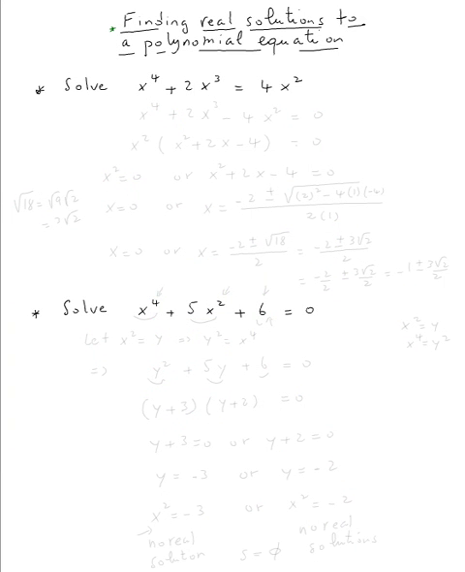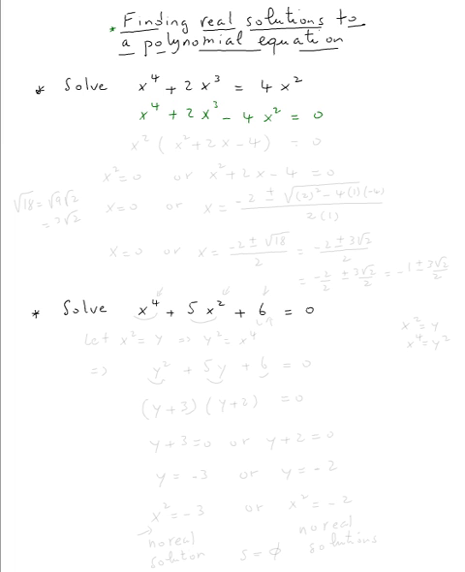The topic here is finding real solutions to a polynomial equation. So let's do the first example. We try to solve x to the fourth plus 2x cubed is equal to 4x squared. So first thing we do is subtract 4x squared. So x^4 plus 2x cubed minus 4x squared would be equal to 0.